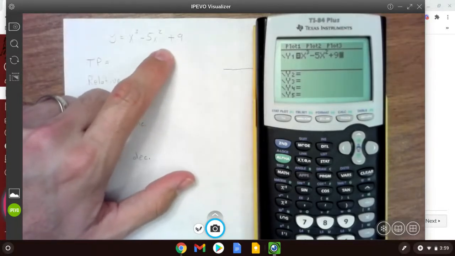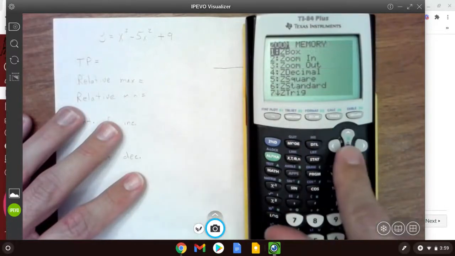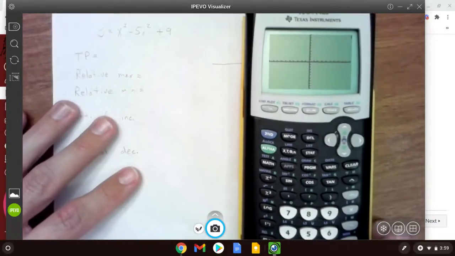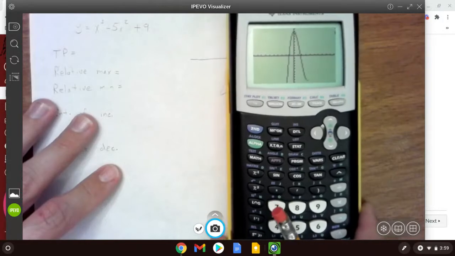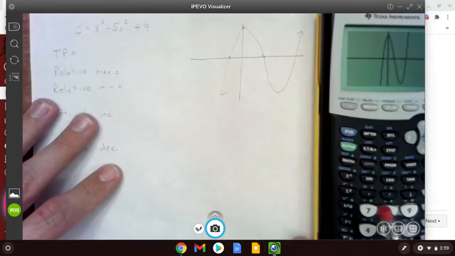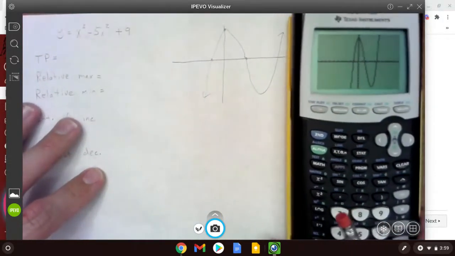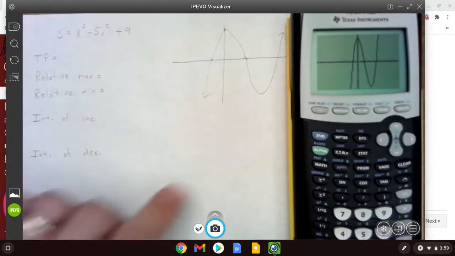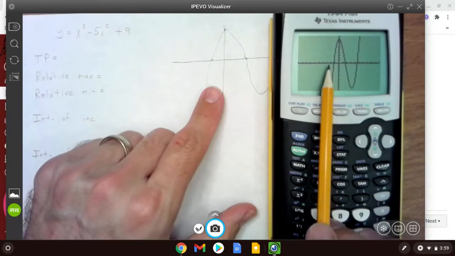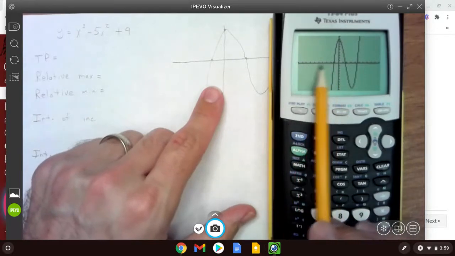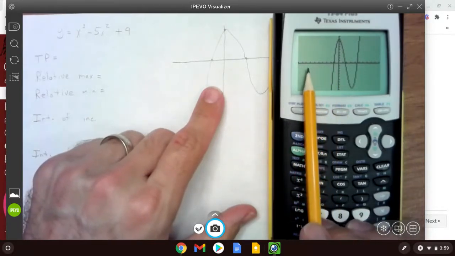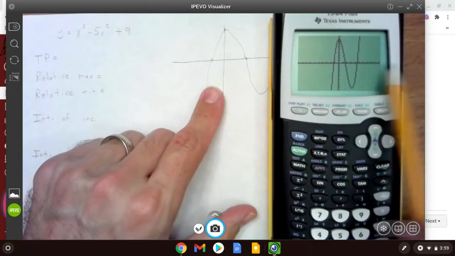All right, so I went to my y equals menu and typed that in. Then zoom, standard. I'm actually going to adjust the window. That's the graph. But what I did here is I played with the window a little bit. You see how there's a lot of no graph over here. It's wasted space. And over here as well, there's a little wasted space. And these are the x values.